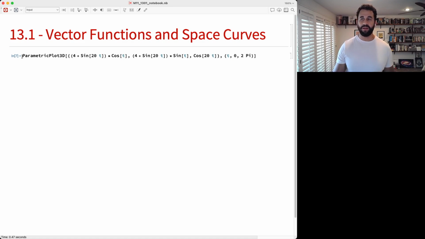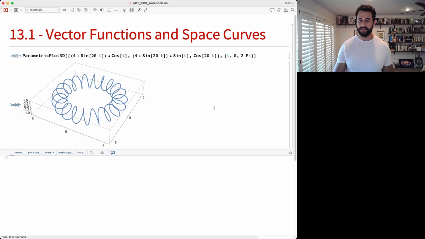This is just the command ParametricPlot3D. What I did was I entered the components right here. These are the component functions: radius cosine t, radius sine t, and then cosine 20t. And then we're just going to do t from 0 to 2 pi. You can always alter the constraints on the parameter if you wanted to see more or include more. I'm going to hit Shift Return, and there it is.